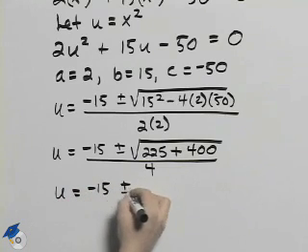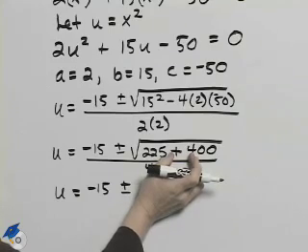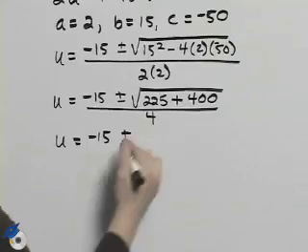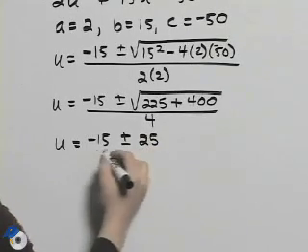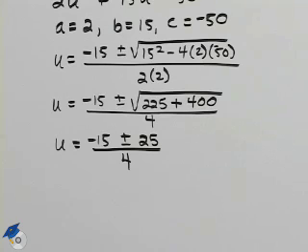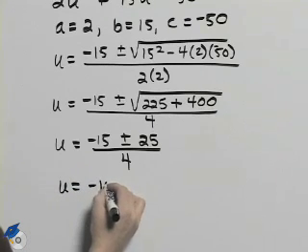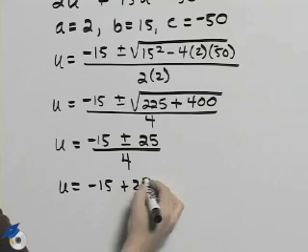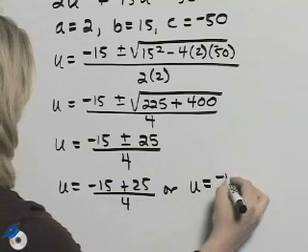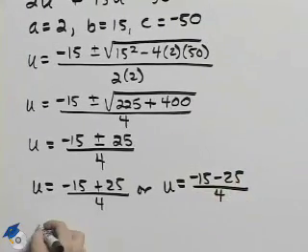Continuing to simplify, we have negative 15 plus or minus the square root of 625, and it just so happens that 625 is a perfect square. It happens to be 25. And so we have this. Now we can separate this into u equal to negative 15 plus 25 over 4, or u equal to negative 15 minus 25 over 4.